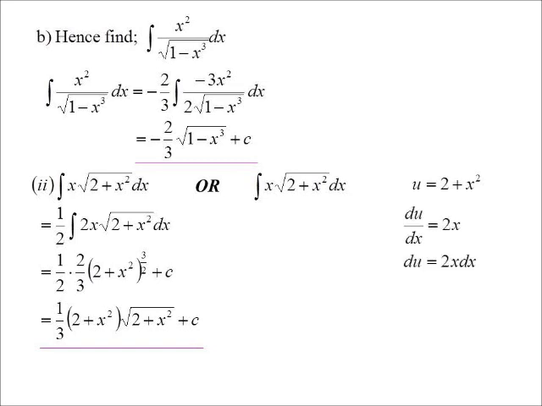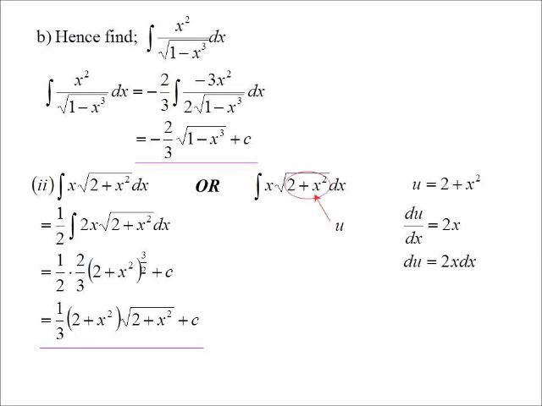So du/dx would be 2x. So I could substitute du for 2x dx. Normally when we're doing this substitution, by the way, we don't worry about this middle step. We just automatically go, du is 2x dx.